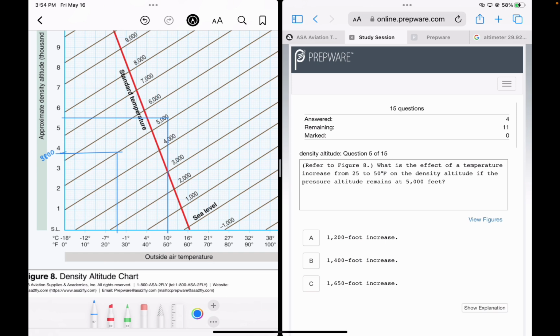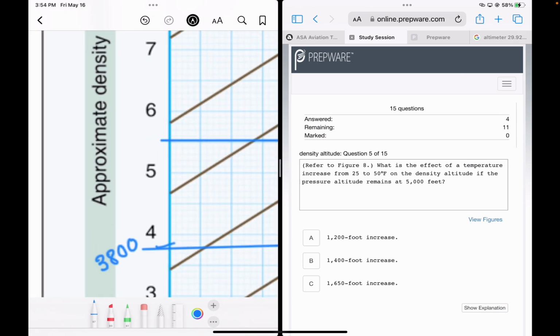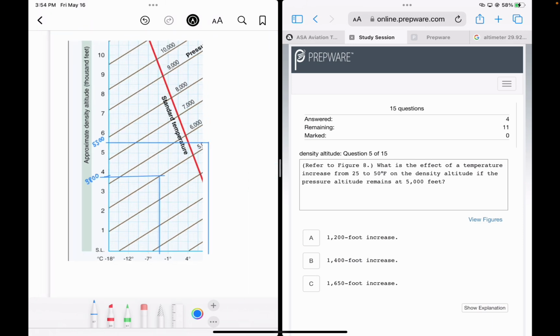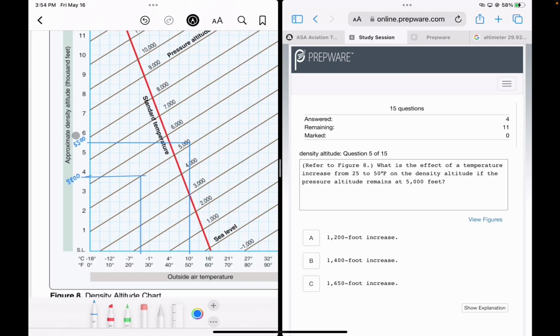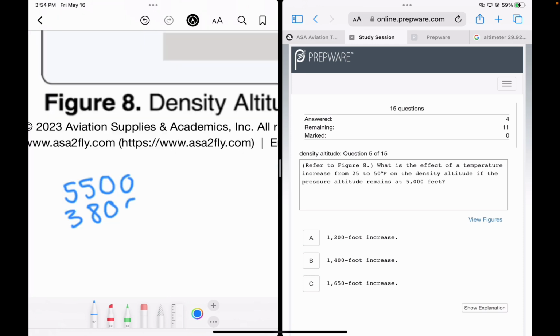So you zoom in, and then it would be 5,500. And then what you do is you take these two numbers and subtract them. So it would be 5,500 minus 3,800.